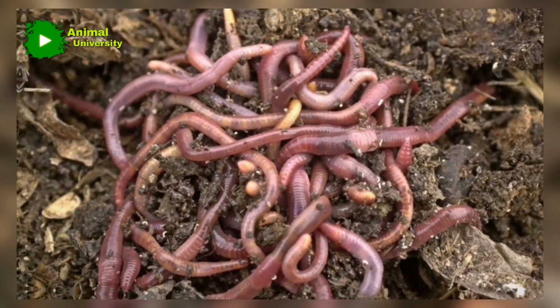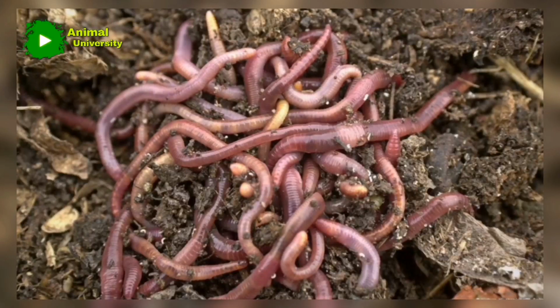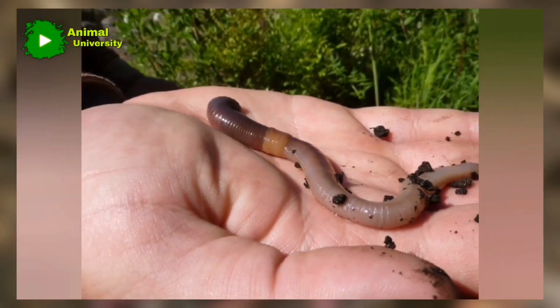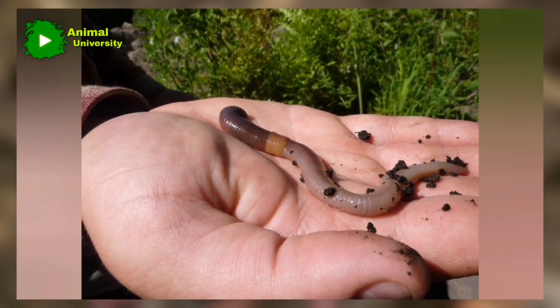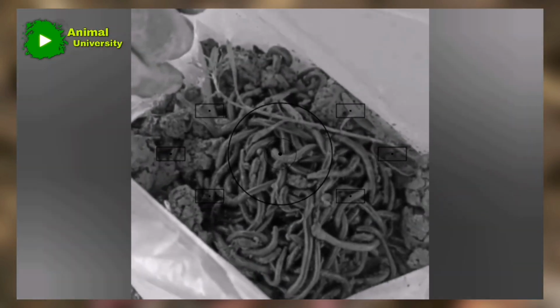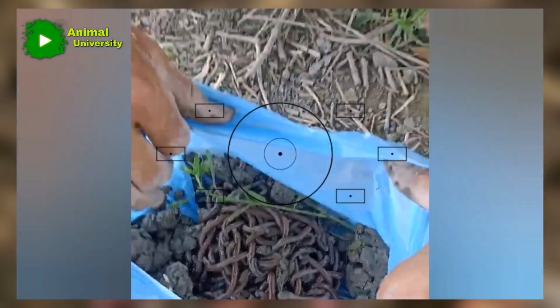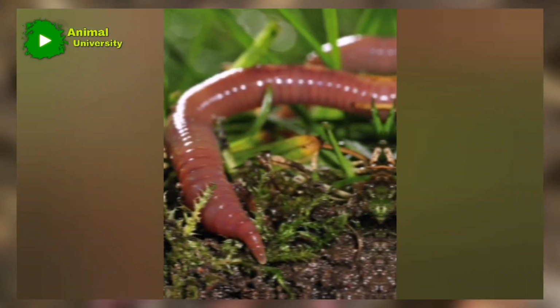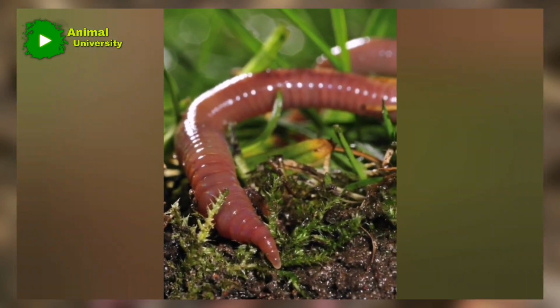Earthworms are commonly found in soil, eating a wide variety of organic matter. This organic matter includes plant matter, living protozoa, rotifers, nematodes, bacteria, fungi, and other microorganisms. An earthworm's digestive system runs the length of its body. An earthworm breathes through its skin.